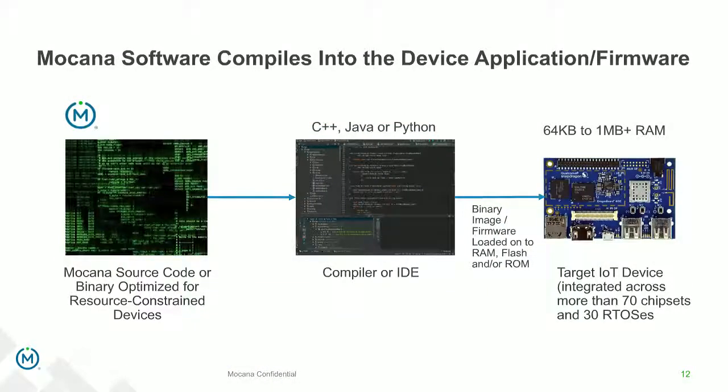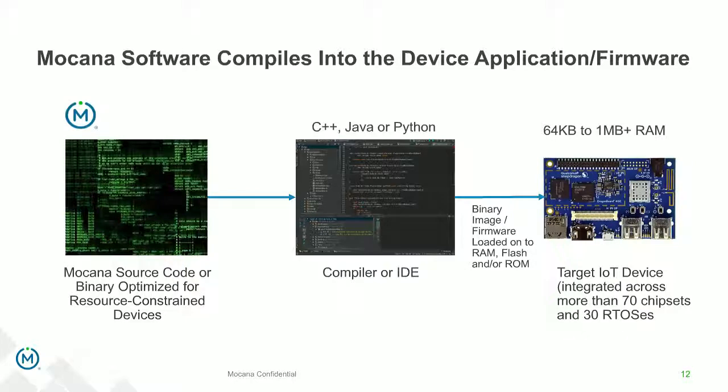So here is basically the process by which you would enable our stack, install our stack on the device. Mocana provides source code, which you can optimize based on the resource constraints on your device. The resource constraints can be limited flash, it can be limited SRAM, battery limitations, and so on. And based on that, you would optimize the code.